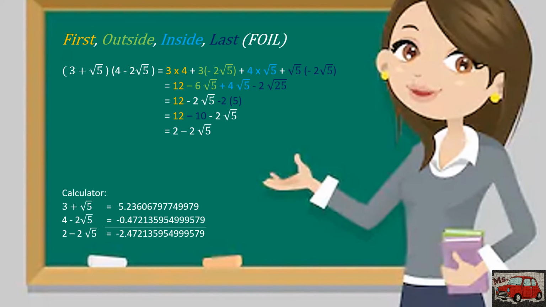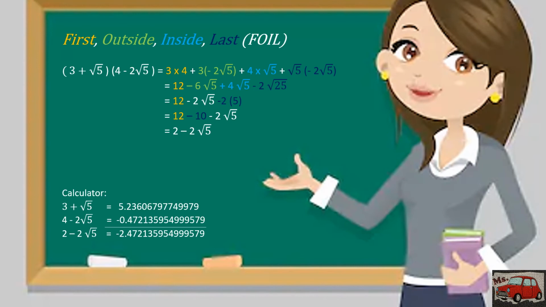So, let's solve that first. 12 minus 10, and then minus 2 square root of 5. 12 minus 10 is what? That is 2. And then, bring down the negative 2 square root of 5. Okay? So, to check that using the calculator, first get the square root of 5 and then add that to 3. And you should have 5.23 something.